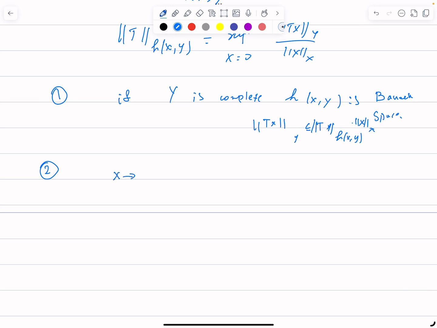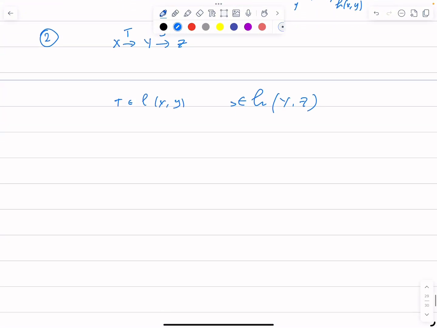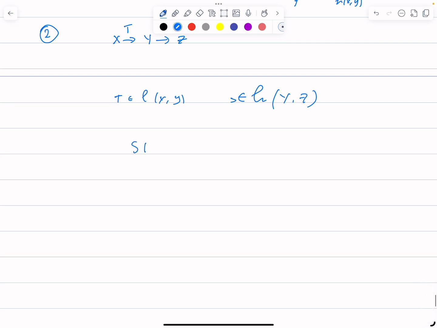And the second thing, for example, if we have a linear map from X to Y and another linear map from Y to Z, then T belongs to L(X,Y) and S belongs to L(Y,Z). The composition is ST of x equal to S of Tx.